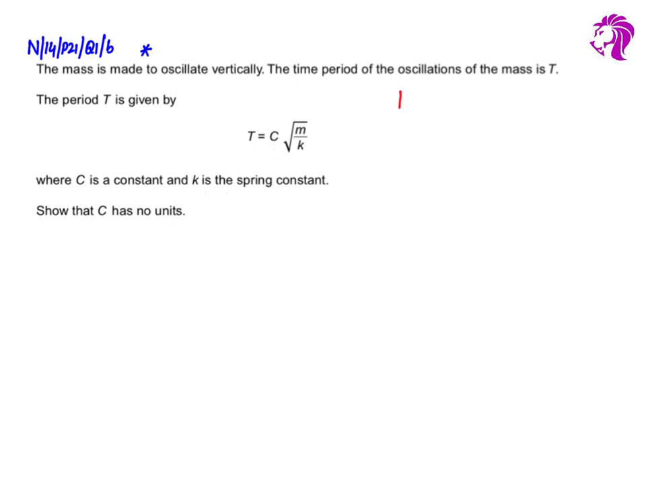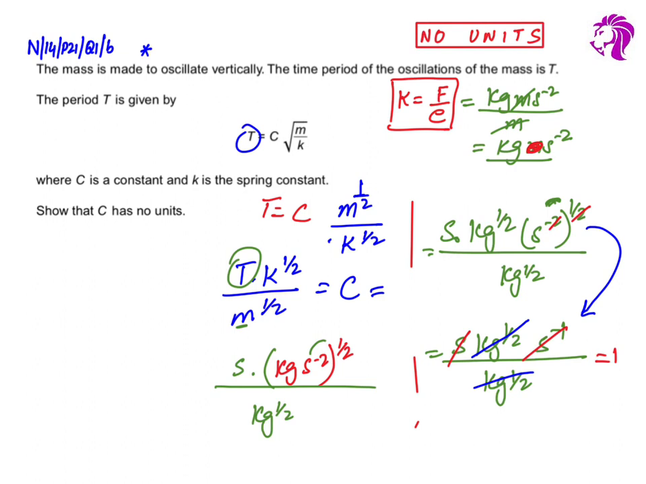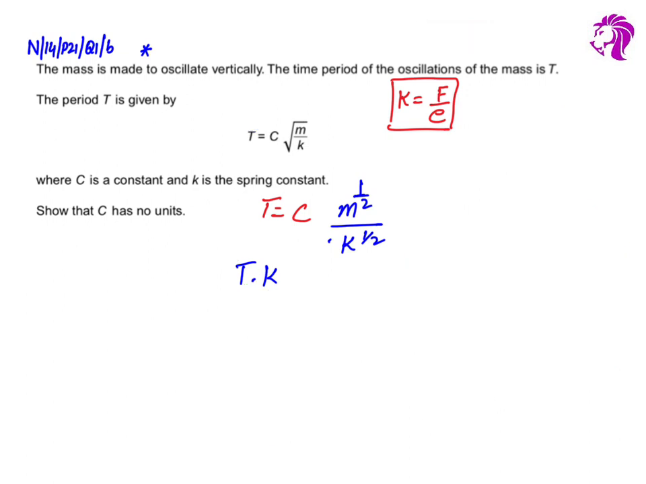So again we'll make c the subject, and we know that k is the spring constant, so its formula is force upon extension. We need to know its unit as well. Then over here T is equal to c m power half upon k power half, because under root is power of half, and then we'd end up with T into k power half upon m power half is equal to c. The unit for T, the time period, is seconds.